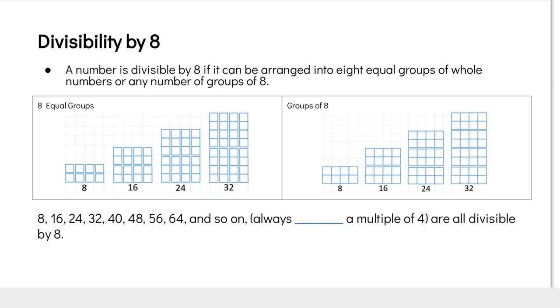Always double a multiple of 4 are all divisible by 8. So you can check this here. We have 4, 8, 12, 16, 20. Those are multiples of 8. And all we need to do is we can see that if we just double them, we get all of the numbers that are divisible by 8. That will help us when we're making our shortcut for making this easier on ourselves.